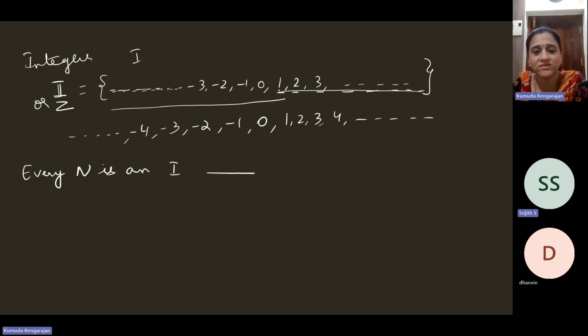Look at the collection of integers. You can see natural numbers here. What is the definition of an integer? All natural numbers, their negatives, including 0. Then if you say every natural number is not an integer, then what is the definition?